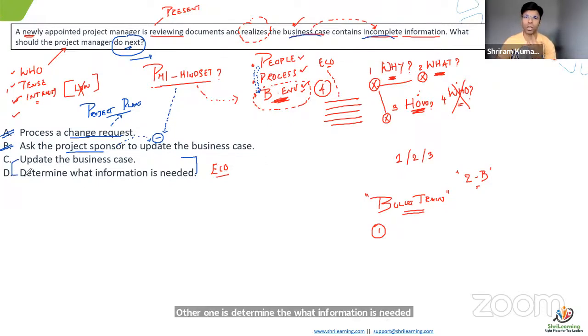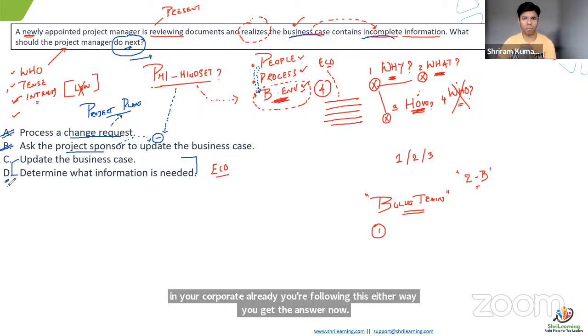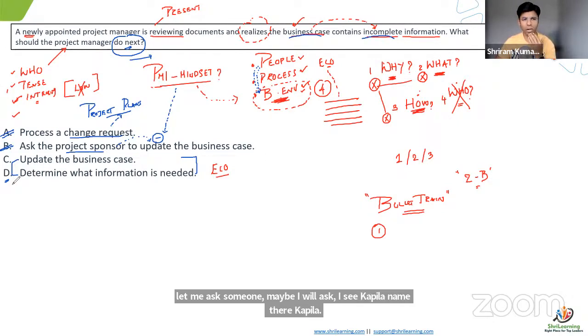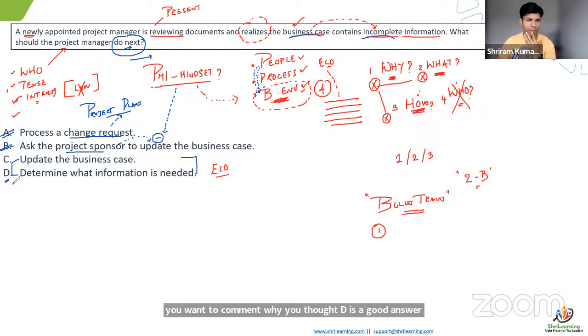In this, your brain has an instinct. Your brain has a better understanding, provided either you read the books properly or in your corporate you are already following this. Either way, you get the answer now. Now I saw many went with the answer D. So let me ask someone. I see Kapila's name there. Kapila, you want to comment on why you thought D is a good answer?